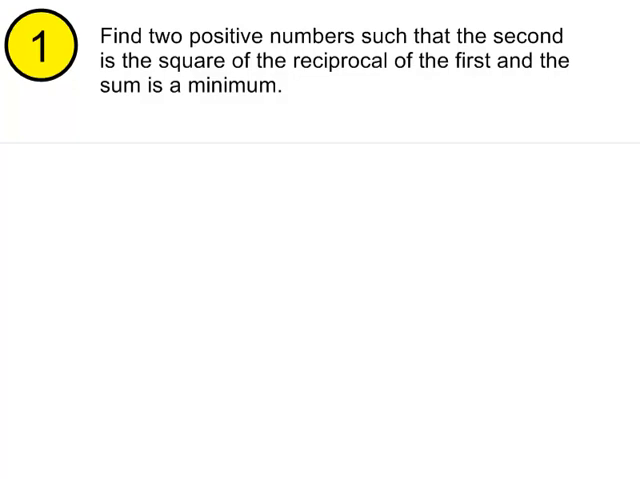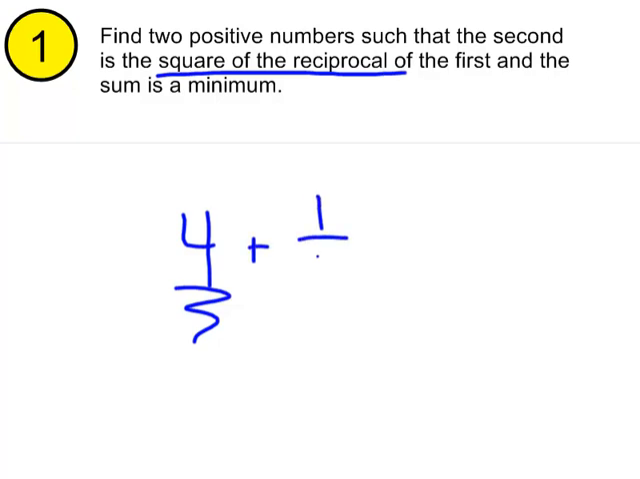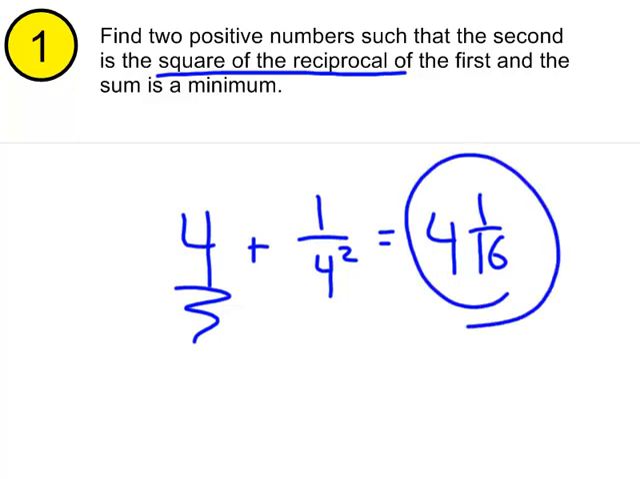We are seeking two positive numbers such that the second is the square of the reciprocal of the first and the sum is a minimum. So for example, if I just chose one positive number at random and say the number 4, the second number needs to be the square of its reciprocal. So 1 over 4 squared. And in this case, this would be 4 and 1/16. So our goal is to try to make this resulting sum as small as possible.